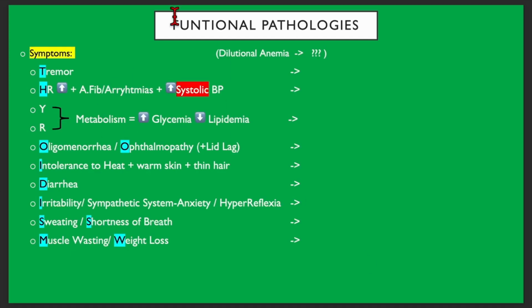Yeah, let's try to go through the symptoms. So we said dilution anemia. This is hyperthyroidism, and here is hypothyroidism. So we said dilution anemia. Do you think it is going to be affected? Like, are they going to have in hypothyroidism a lot of blood now, or are they going to still have anemia? What do you think?